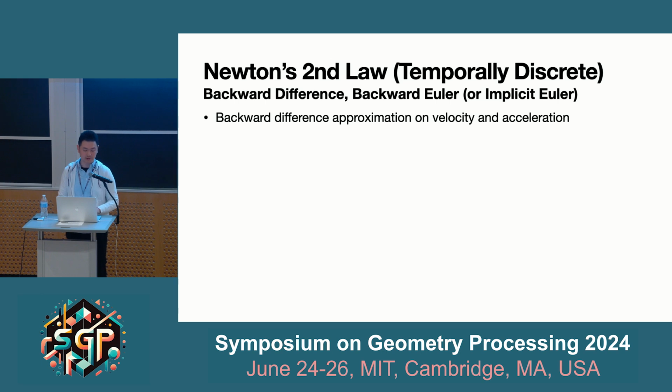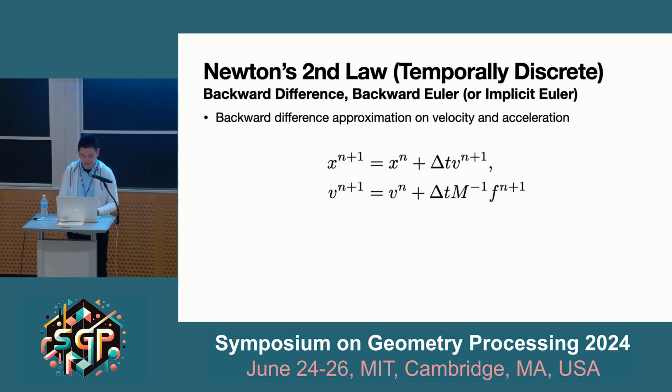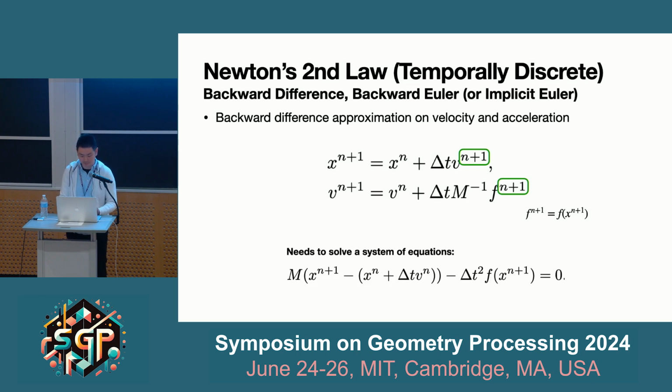And we can also consider applying backward difference approximation on both the velocity and acceleration. Then both the velocity and forces used to calculate the new position and velocity become the configurations in the new time step. Now we no longer have any explicit formulas that we can directly use to update these variables. Instead, we have a system of equations to solve, which is an implicit update rule that we need to solve to compute the new configuration.